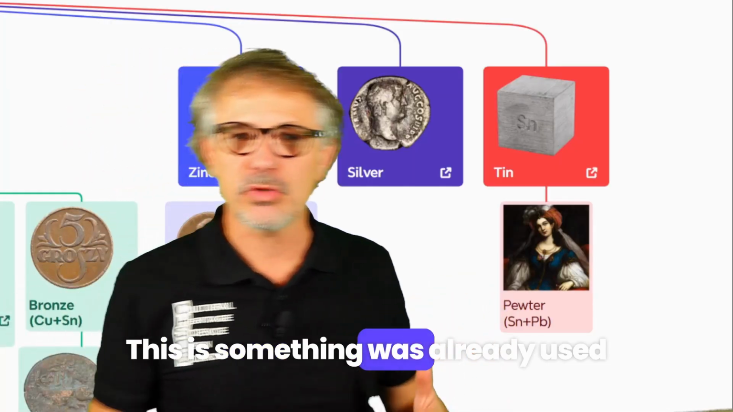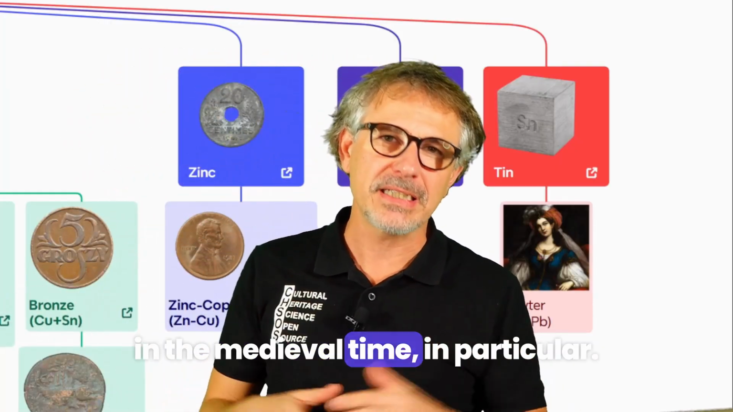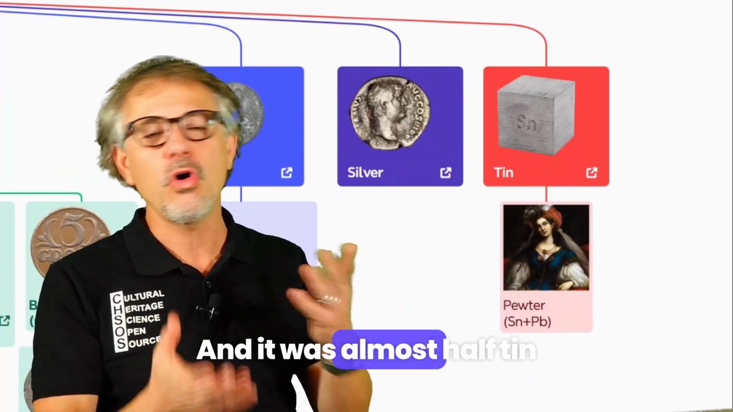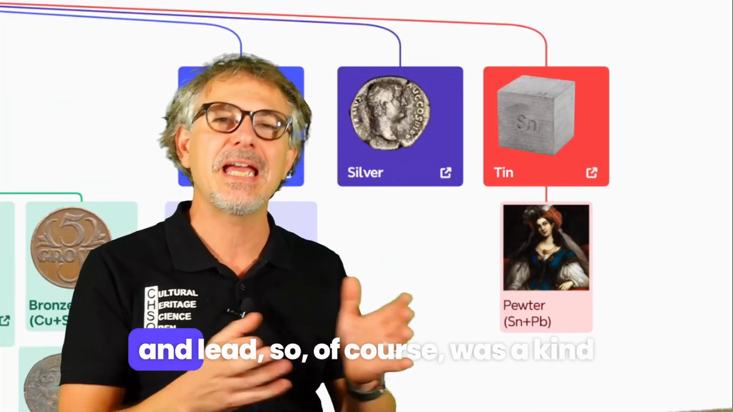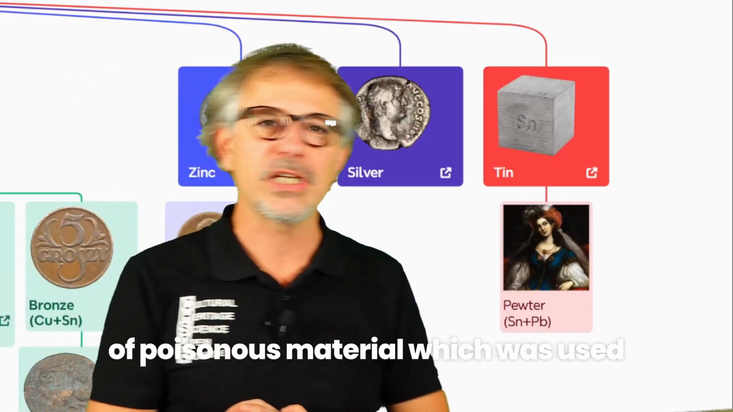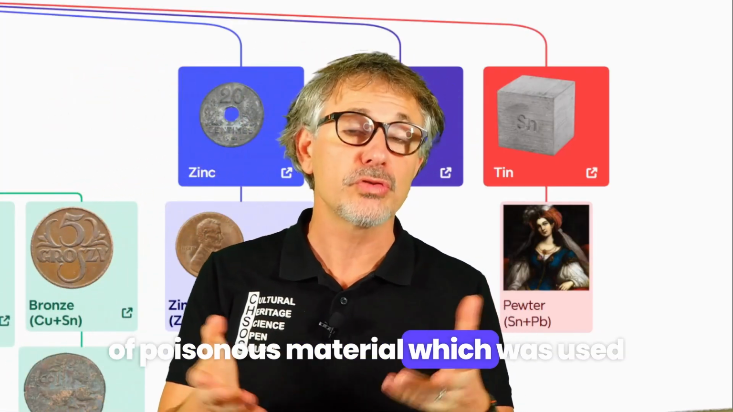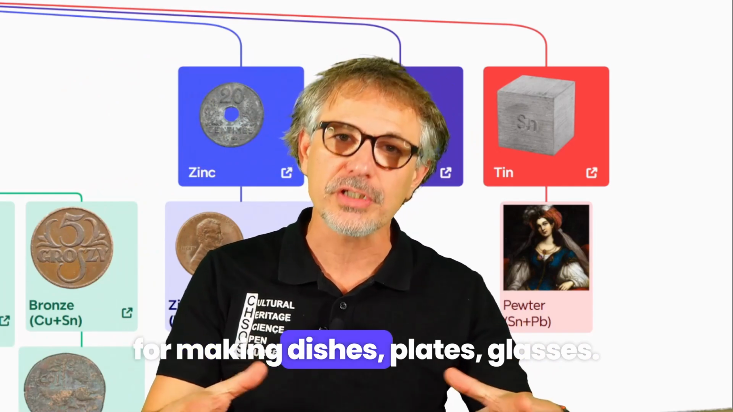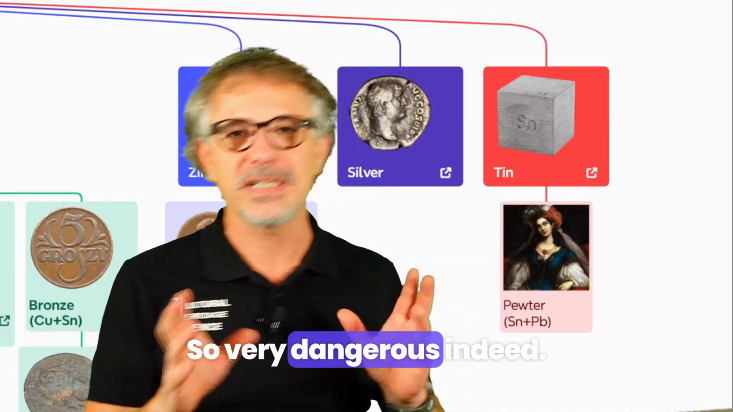This was already used in medieval times in particular, and there was almost half-half tin and lead. So of course it was a kind of poisonous material. It was used for making dishes, plates, glasses, so very dangerous indeed.